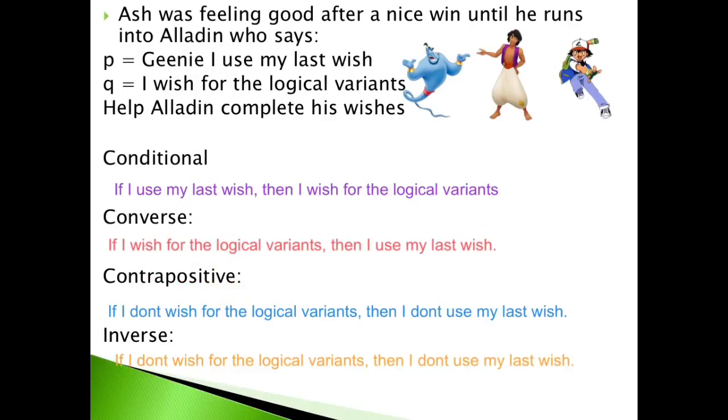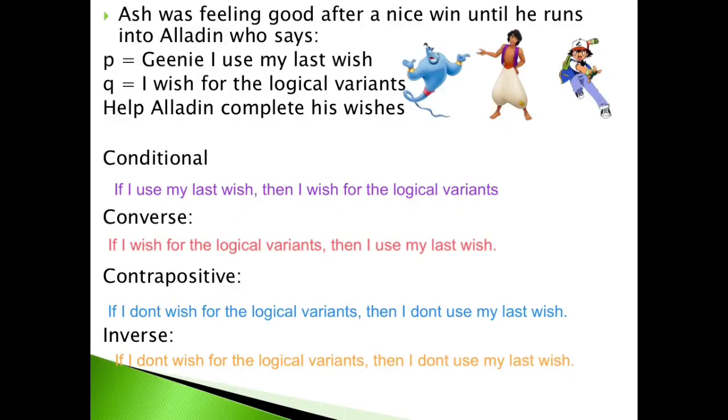For one more example of using these logical variants, we have Ash, who just captured all the logical variants, and then he runs into Aladdin. And Aladdin has the following statements. P would be, "Genie, I use my last wish," and Q would be, "I wish for the logical variants." So for a conditional statement, Aladdin would say, if I use my last wish, then I wish for logical variants.